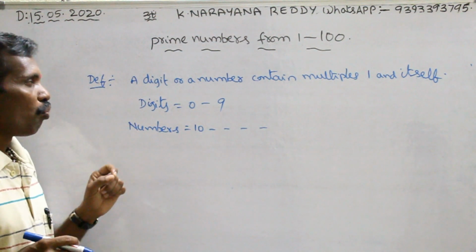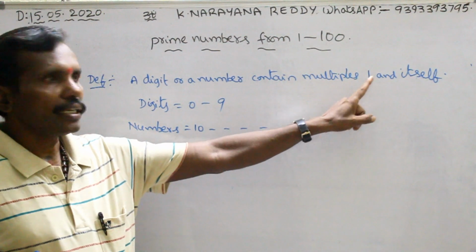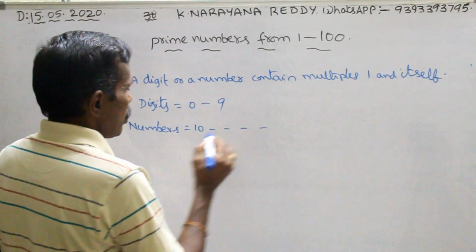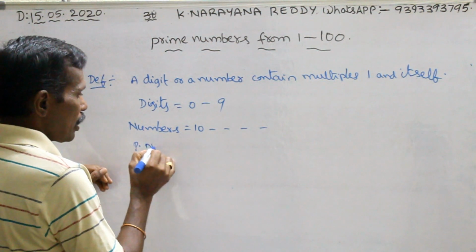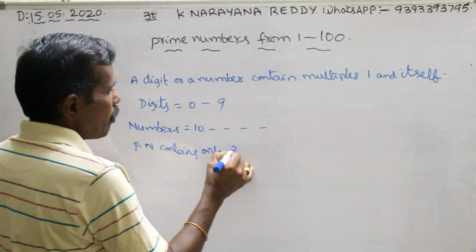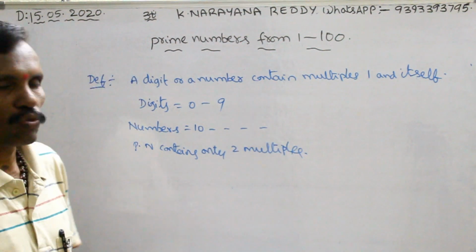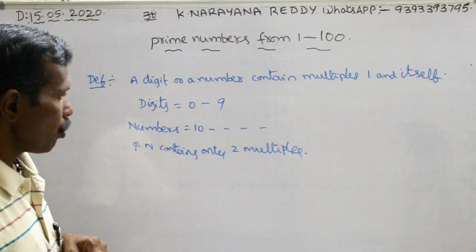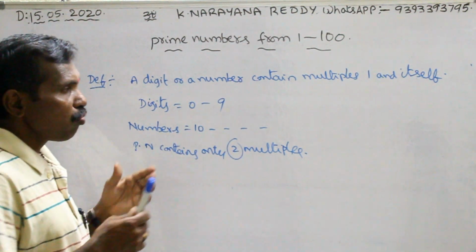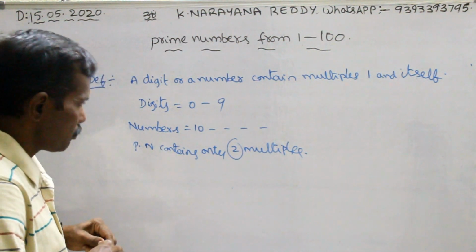But now we want to know what a prime number is. A prime number is nothing but 1 and itself. Only two multiples are there. So a prime number contains only two multiples, 1 and itself. Okay. Now this is the important part you have to observe. So how to find the prime number? Simple. Take 0 first of all.